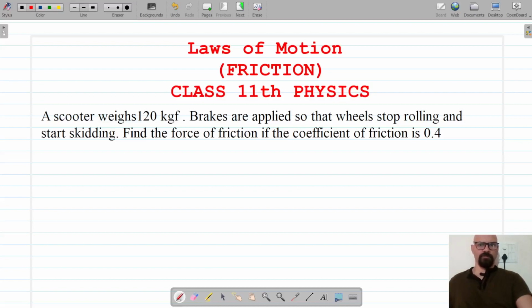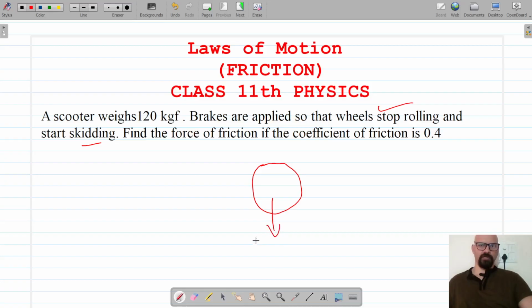For the next question, it's given that a scooter weighs 120 kgf. Brakes are applied so that the wheel stops rolling and starts skidding. We have to find the force of friction if the coefficient of friction is 0.4.